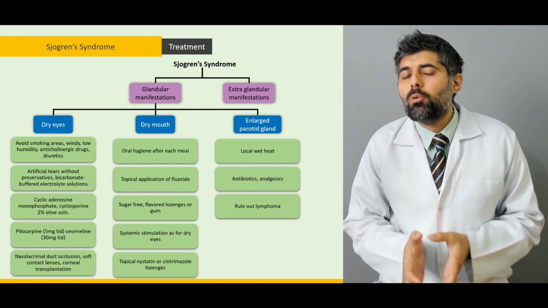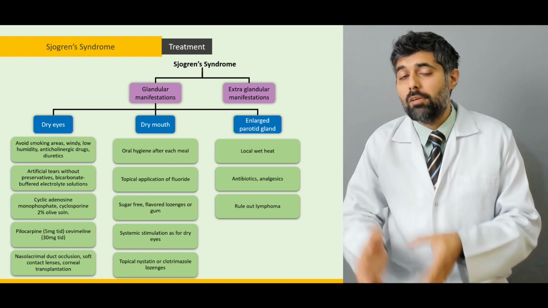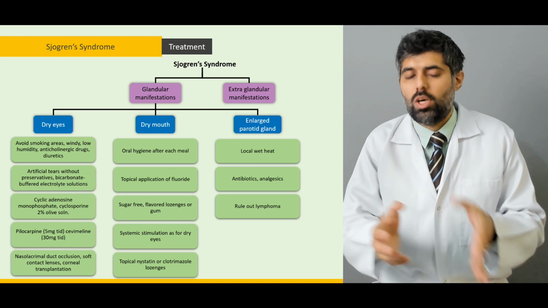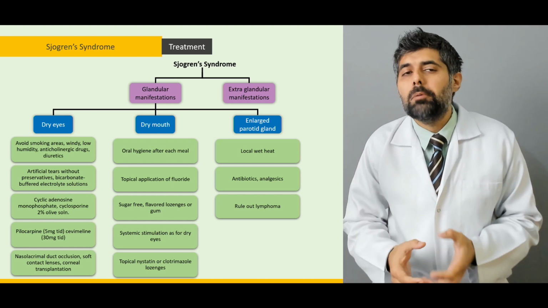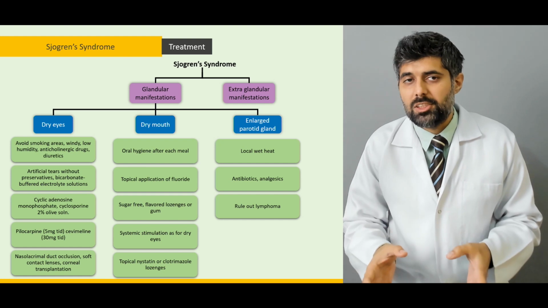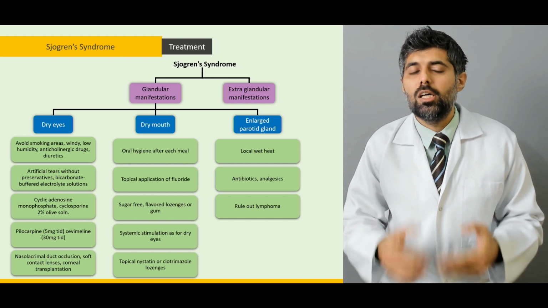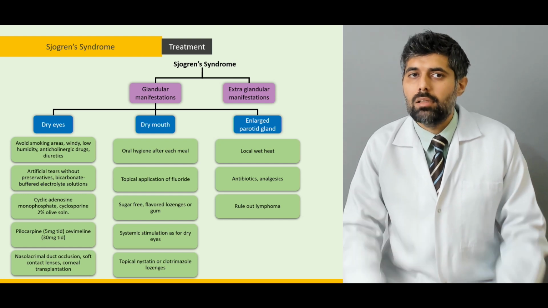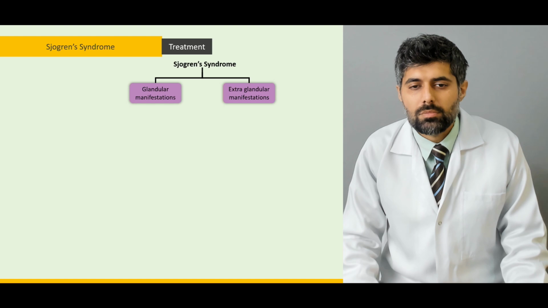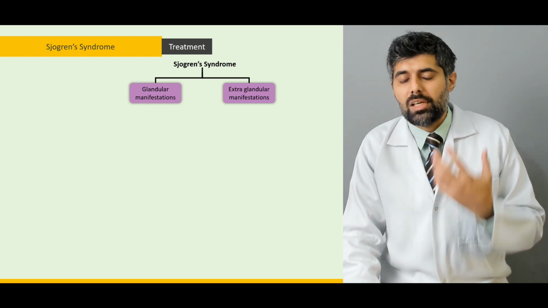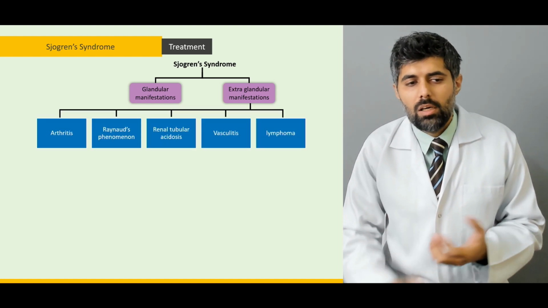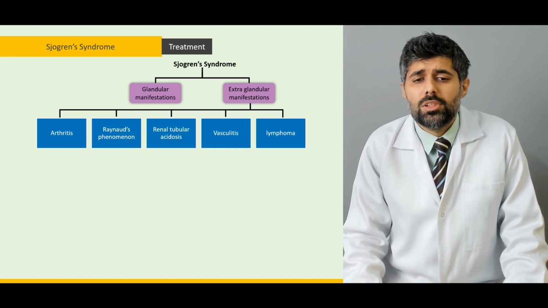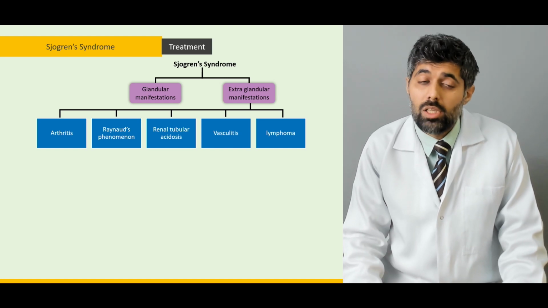Now we have to rule out lymphoma because if the lymphoma is present and we have some confirmation via biopsy, our treatment plan changes drastically. It changes completely. So we have to rule out if lymphoma is present in the parotid glands. Now, as for the extraglandular manifestations, it could be arthritis, Raynaud's phenomena, renal tubular acidosis, vasculitis, or lymphoma.